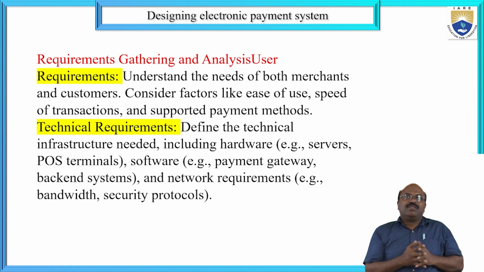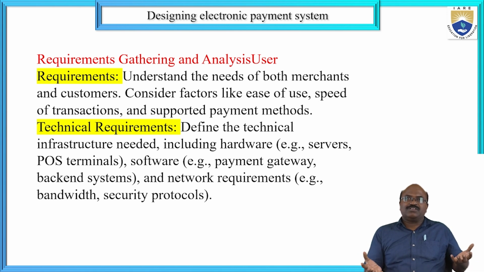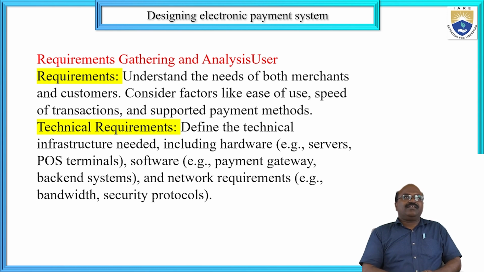Understanding the needs of both merchant and customer matters because the entire online business depends on two elements, source and destination, nothing but the merchant and the customer. They are important pillars from a business point of view. The merchant handles making, manufacturing, and marketing; the merchant is the service provider. The customer is the one whose needs are fulfilled and who utilizes the service. Both are very important in online marketing in e-commerce. Consider factors like ease of use, speed of transaction, and supported payment methods.